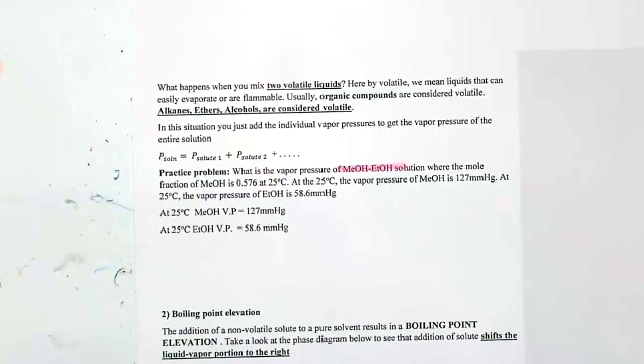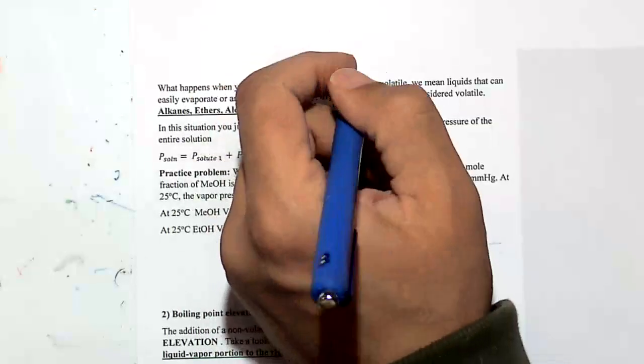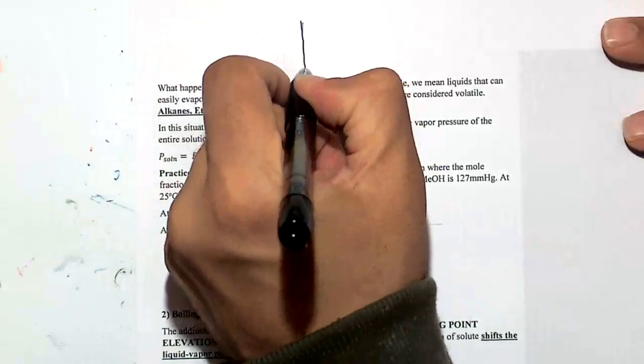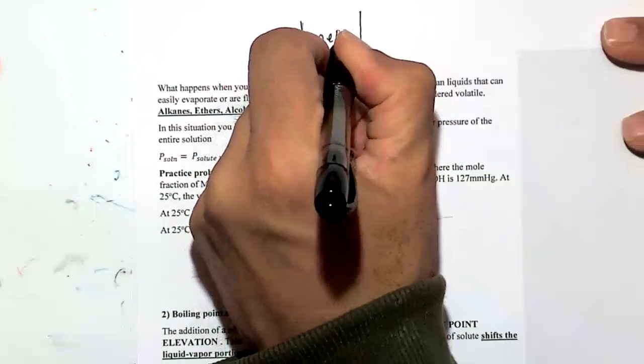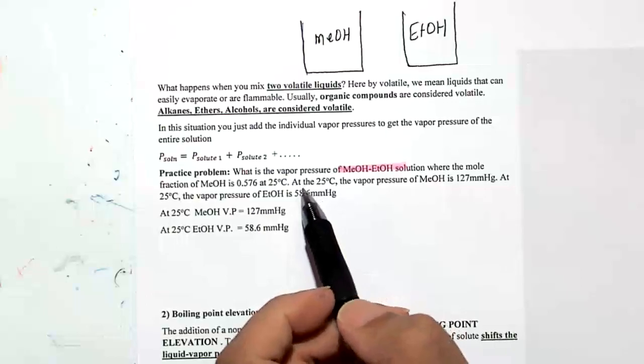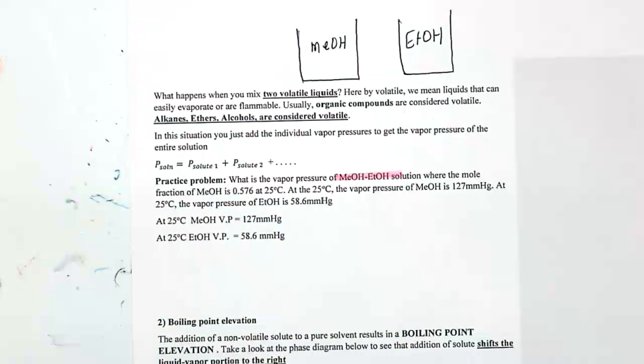Just as a small quiz, what functional group are methanol and ethanol? What's the functional group? Alcohols. Okay. And will they dissolve? Yes. Why will they dissolve? Because like dissolves like. So here, unlike the previous problem, it's two liquids coming together. So we have a methanol. We have an ethanol. Okay, so what is the vapor pressure of a methanol-ethanol solution? We're mixing methanol and ethanol, and they'll mix because they're both alcohols and like dissolves like.